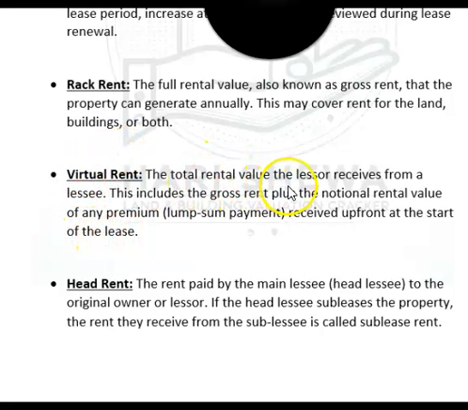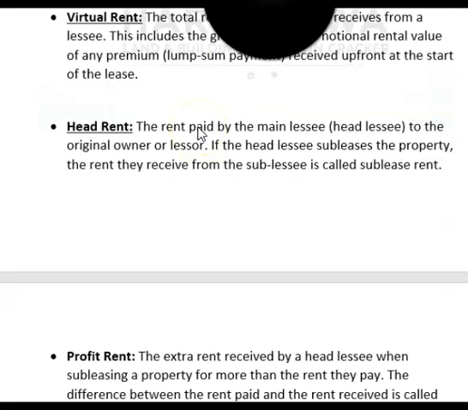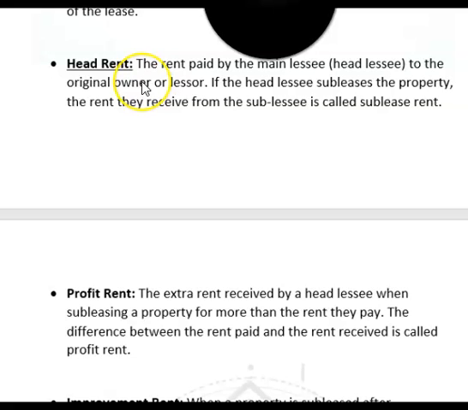The total rental value the lessor receives from a lessee. This includes gross rent plus the notional rental value of any premium received upfront at the start of the lease. Head rent: the rent paid by the main lessee to the original owner or lessor.